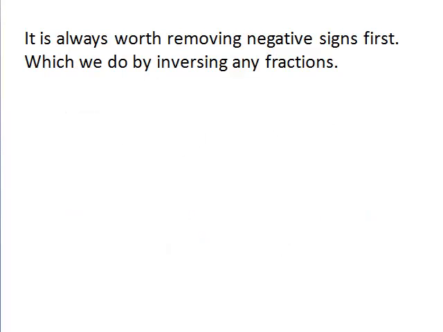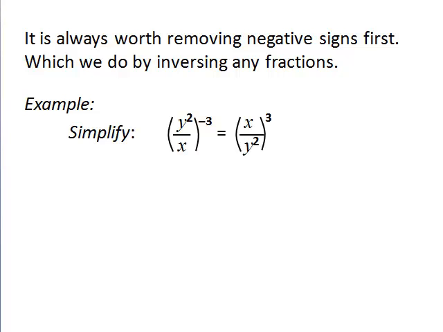And finally, it's always worth getting rid of negative signs first. And we do that by inversing any fractions. So when we have that, it's to the minus 3, the first step is to turn that to positive 3 and inverse the fraction. Now we can go on and cube the x, cube the y squared.